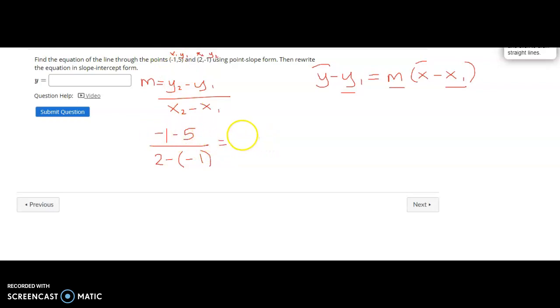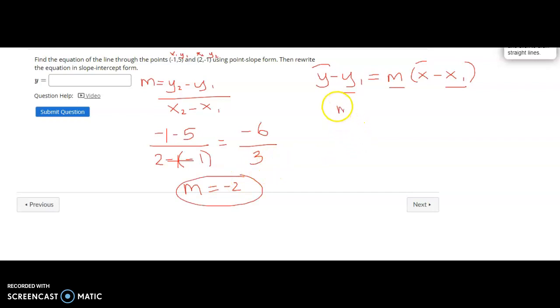So -1 minus 5, well, we're down 1, we go down 5 more, we'll be at -6. 2 minus a -1 is really like 2 plus 1, so over 3. And then that will simplify to -6 divided by 3, which is -2.